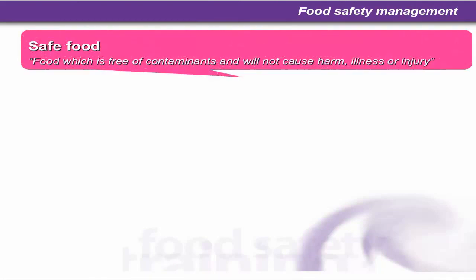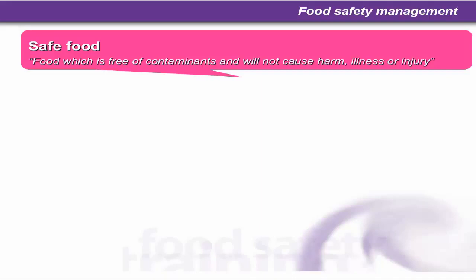So let's have a look at some definitions first of all. Food safety management is the overarching principle. But let's have a look at one definition, safe food. This is food which is free of contaminants and will not cause harm, illness or injury. And that's the whole ethos of HACCP, is to provide food which is safe. So food which is safe to eat by the consumer, it's not going to make them ill, there's not going to be anything in there which could cause damage or injury to the inside of their mouth.